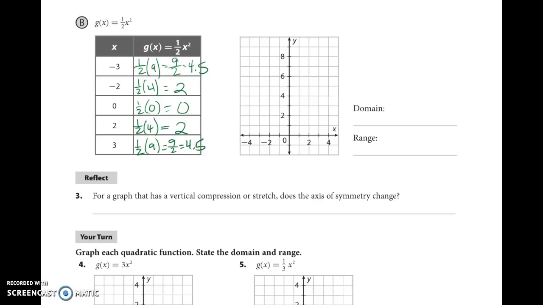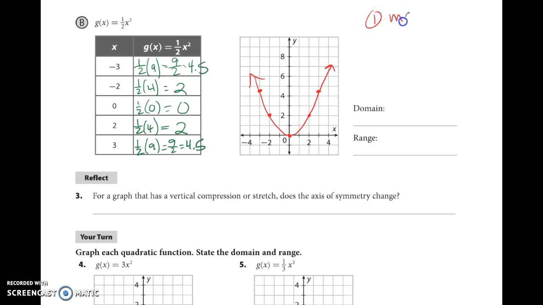So let's go ahead and graph this. I have -3, 4.5. I have -2, 2. I have 0, 0, 2, 2, and 3, 4.5. So notice when I graphed this, I just made a t-chart, right?